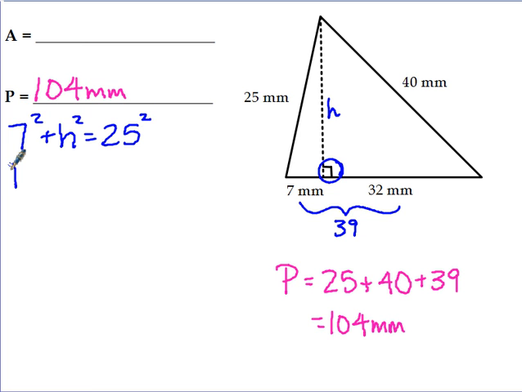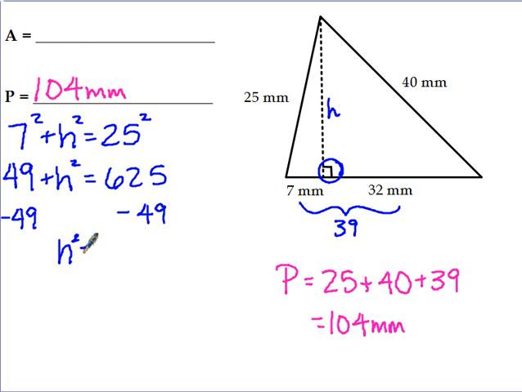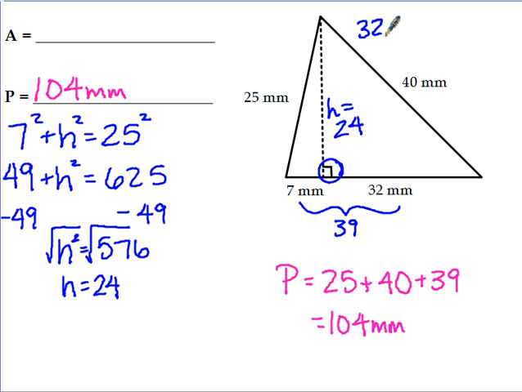So I'll square both numbers. And then I'm going to subtract 49 from both sides. And then to get rid of my square, I have to take the square root of both sides. So h is going to be 24. So my height is 24. And if you had used this triangle and done 32 squared plus h squared equals 40 squared, that's okay. You would have still gotten that h is 24. So either option is fine.